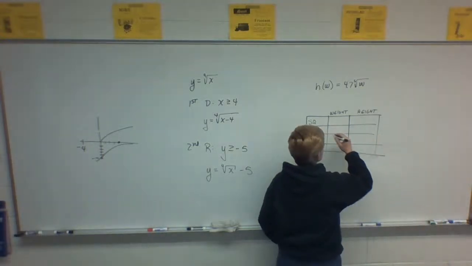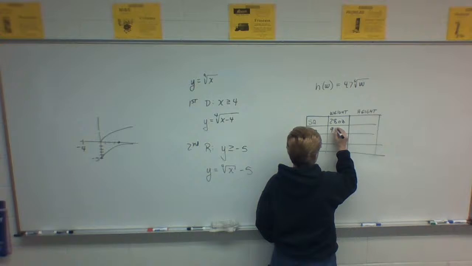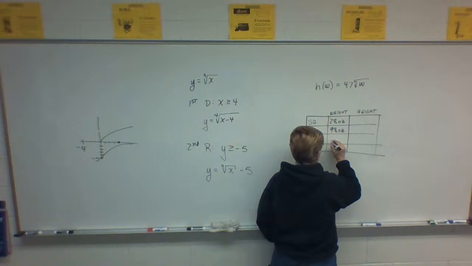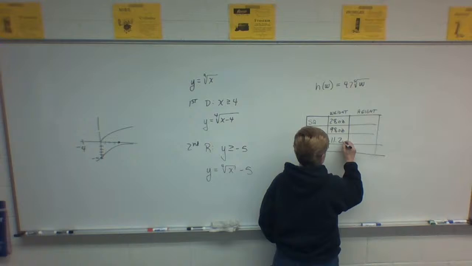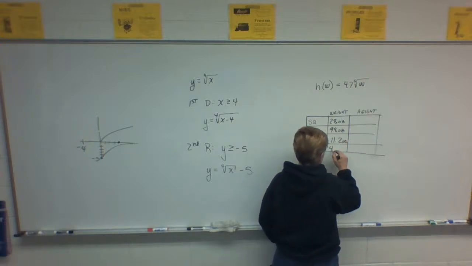A full-grown squirrel probably weighs 28 ounces. And a raccoon about 98 ounces. And a monkey chip about, we'll say 11.2 ounces. And a rabbit, that's quite a bit, let's say 42.3 ounces.